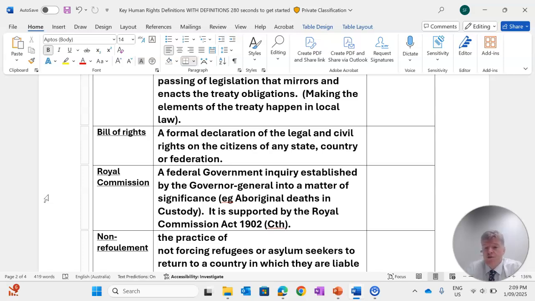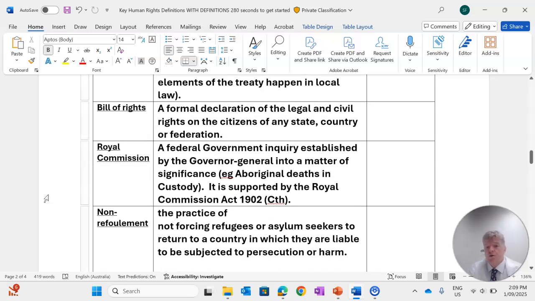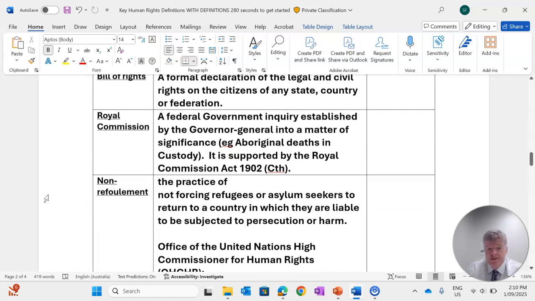Royal Commissions, these are fairly formal events, and there's extra on the Check Home page related to this mini topic. So it's a federal government inquiry established by the Governor-General into a matter of significance. So, for example, Aboriginal deaths in custody, and it's supported. So there was legislation passed in 1902, the Royal Commission Act, that allowed these inquiries to happen, and the inquiries gather evidence, make a report back to the government with a bunch of recommendations. And so they can be about things around human rights, like the Aboriginal deaths in custody. There's a more recent inquiry into the treatment of elderly Australians.